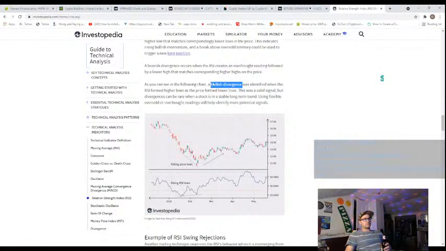As you can see in the following chart, a bullish divergence was identified when the RSI formed higher lows as the price formed lower lows. So we have higher levels of selling on the price, but the RSI is showing the convergence. It's showing the divergence. It's showing it diverging the trend from a downtrend to an uptrend. And what did you have? You had a double bottom. One bottom here, second bottom here with the higher low.